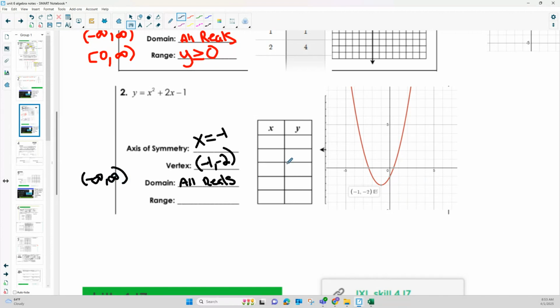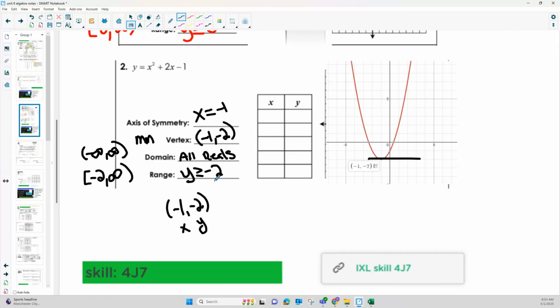Now for the range, you want to look at the y value of your vertex. So the y value of my vertex is -2, right? Here's the x value, here's the y value. That is the lowest point that my graph is going to get. This vertex is considered a minimum value. It's the lowest value. So my range is going to start at -2 and go up to +infinity again. If I wanted to write this inequality in interval notation, I'm going to start with the smallest value going up to the largest value. So interval notation here is going to be -2 to +infinity.